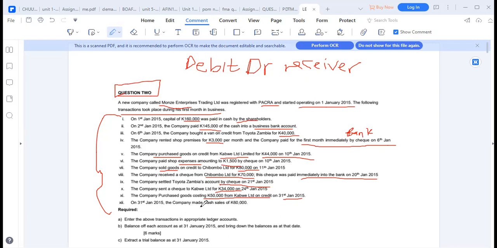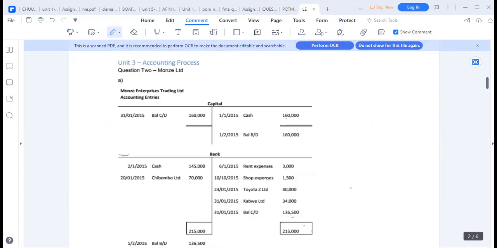So we are requested to enter the above transactions in appropriate ledger accounts, and also to extract the trial balance. Of course, also to balance the accounts and bring down the balances at that date. So this is our requirement. We come here and start sorting out.